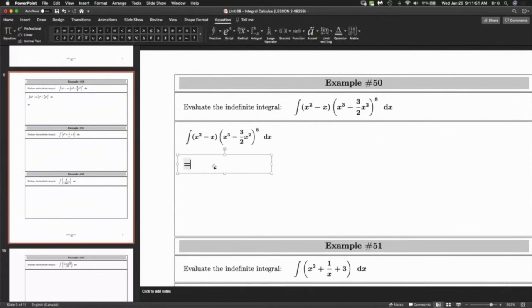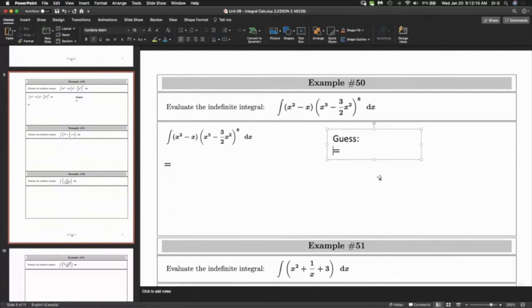So we're going to guess and check the solution here because we have a bracket to a power. So what I'm going to do is I'll make my guess first, and then we'll try to see if it's right. We're going to guess the antiderivative right now as being something to the power of 9 plus c. And over here it'll be x cubed minus 3 over 2x squared.